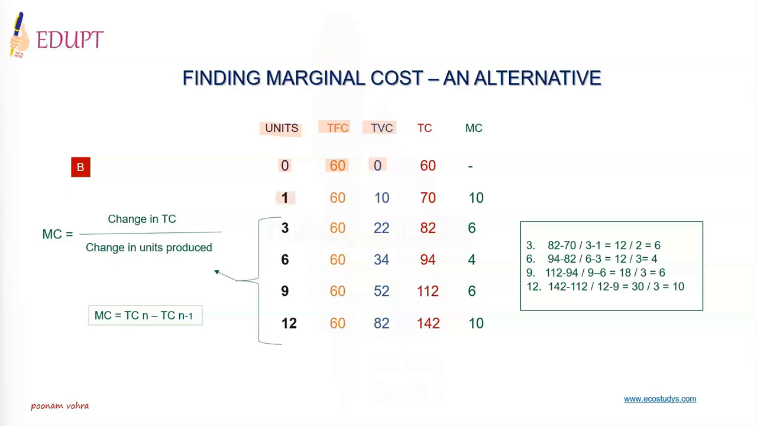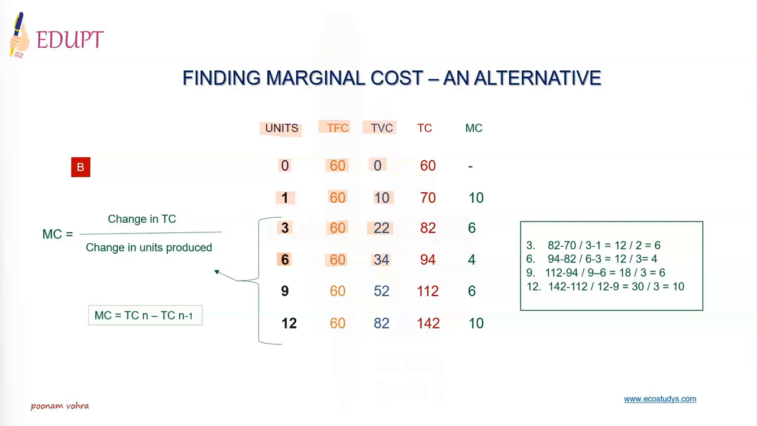When 1 unit is produced, total fixed cost is 60. Total variable cost is 10. Now information is about the third unit. With 3 units of production, total fixed cost remains the same. Total variable cost is 22. Then after this, information is about the 6th unit of production. With 6 units, 60 is the total fixed cost, 34 is the total variable cost.